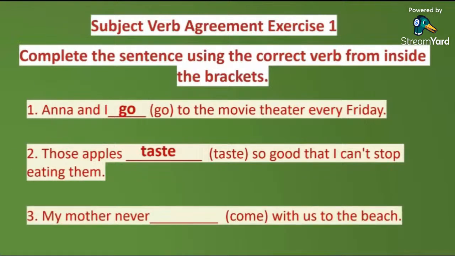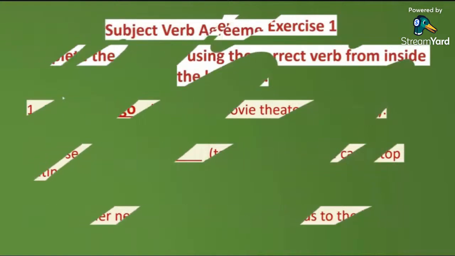Number 3. My mother never blank with us to the beach. So the verb inside the bracket is come. Answer is my mother never comes with us to the beach.